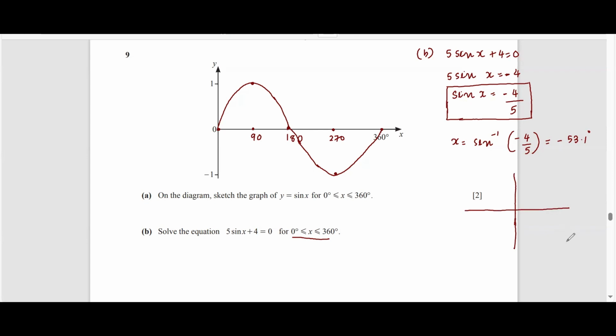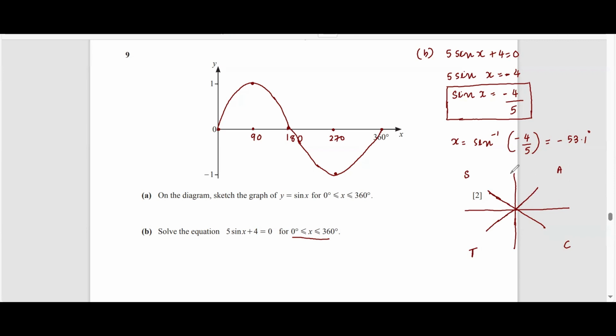In the CAST diagram, only cos is positive in the fourth quadrant. All the trigonometric ratios, sin, cos, tan, will be positive in the first quadrant. Only sin will be positive in the second quadrant, and only tan will be positive in the third quadrant. Now, always draw a line like this, so that it forms an X kind of shape. So now here, we got the x value as minus 53.1.